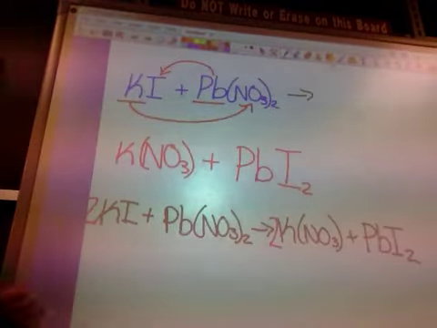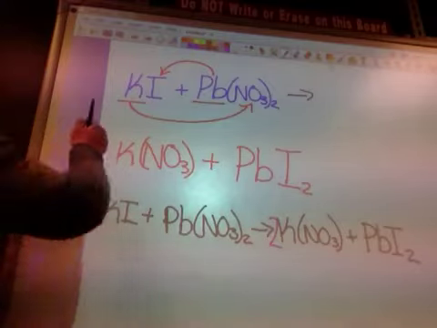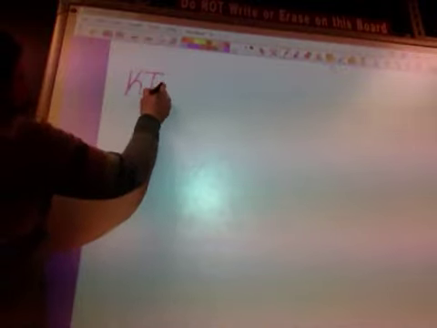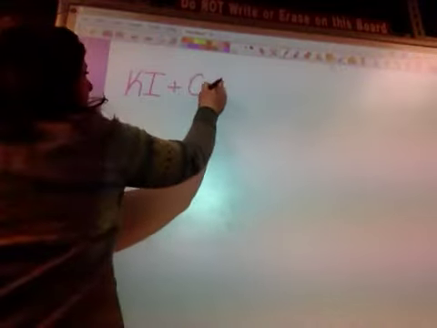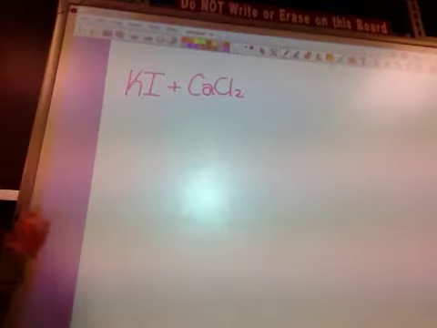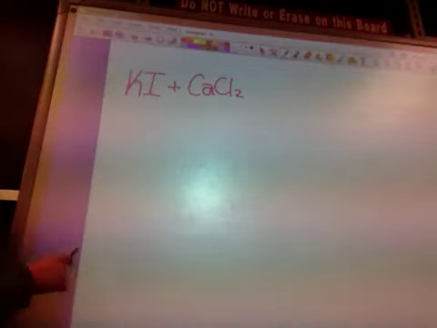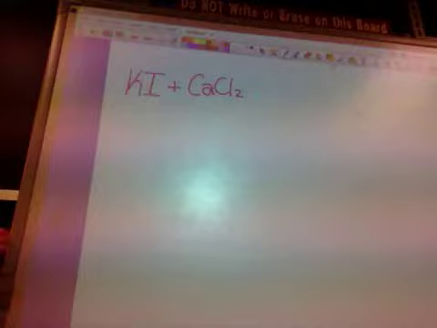Okay, let's do one more just to make sure that you're good on writing these double replacement reactions, okay? So let's do the one just underneath. We'll just finish that column. So we have potassium iodide reacting with calcium chloride. Okay, so potassium iodide is going to react with calcium chloride. So in this case, again, double replacement reaction because I have 2 compounds here. So what's going to happen? They're going to swap partners.